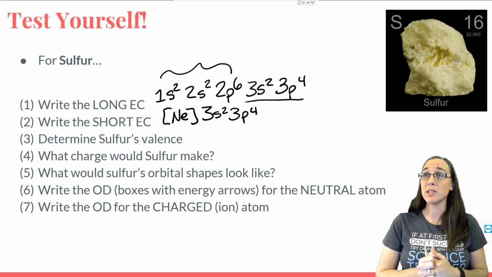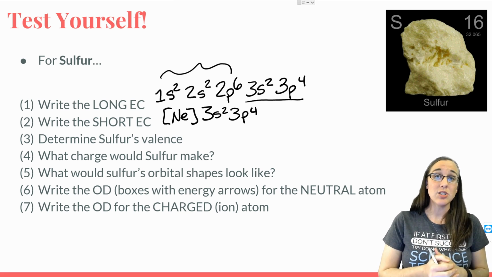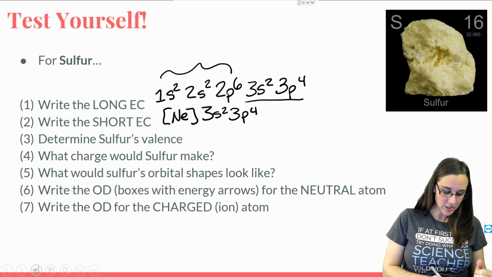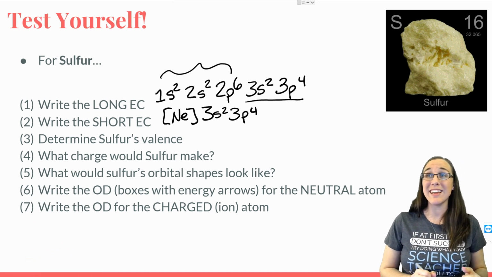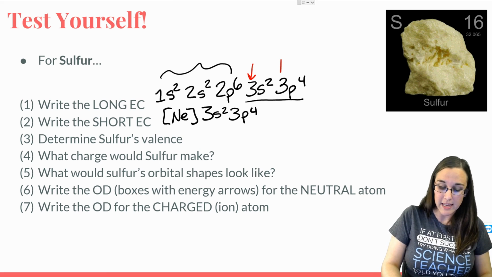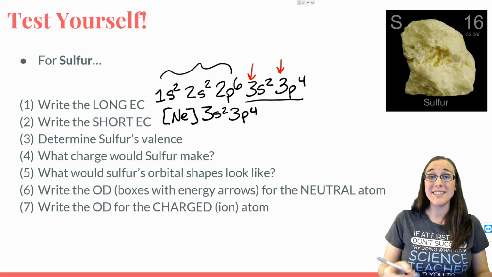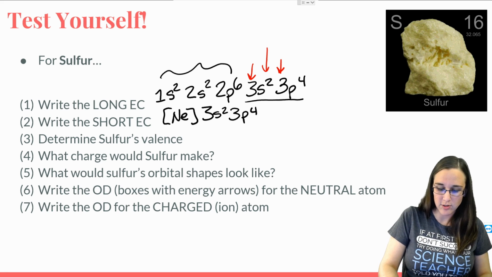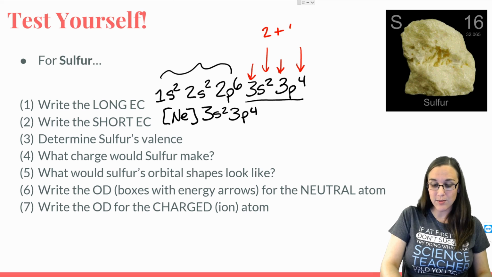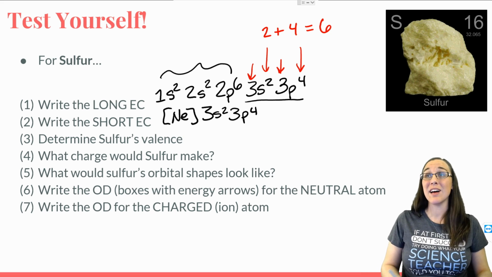Now we need to determine sulfur's valence. The valence is determined by the highest energy shell. How many electrons are in that highest level? Our highest level here happens to be 3, and the electrons are in the exponents, so that's our 2 and our 4. We add 2 plus 4, and that gives us a valence of 6.